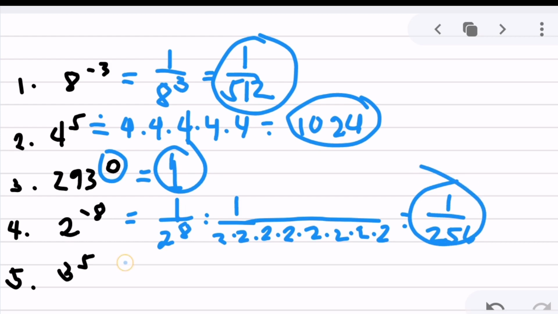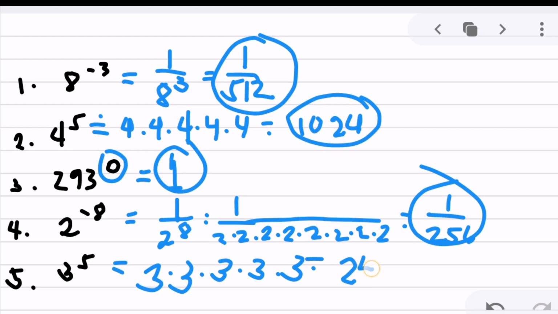And for the last one, we have 3 raised to 5. 3 times 3 times 3 times 3 times 3 will give us 243. So this is our answer for this one.